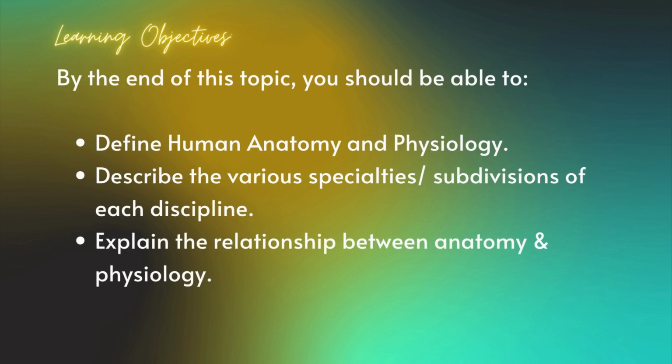Now, the learning objectives for this short course are as follows. The first objective is that by the end of it, you should be able to define human anatomy and physiology. You should also be able to describe the various specialties and disciplines which encompass this topic. And also you should be able to explain the relationships between anatomy and physiology.